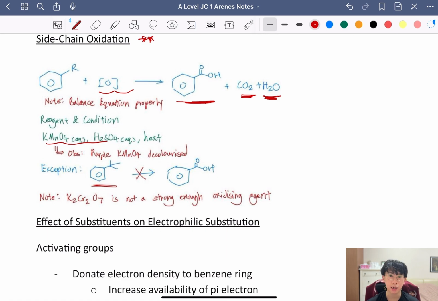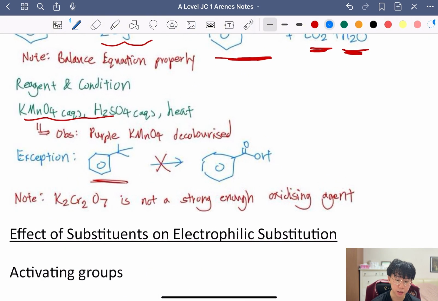Of course, with this, there is an exception where if there is a carbon here that is a tertiary carbon, that means it's not bonded to any hydrogen, this side chain oxidation will not proceed. Again, this is a very commonly tested trap as well. Do take note that K2Cr2O7 is not a strong enough oxidizing agent, so you will need to use KMnO4 for this particular reaction because KMnO4 is a very strong oxidizing agent.